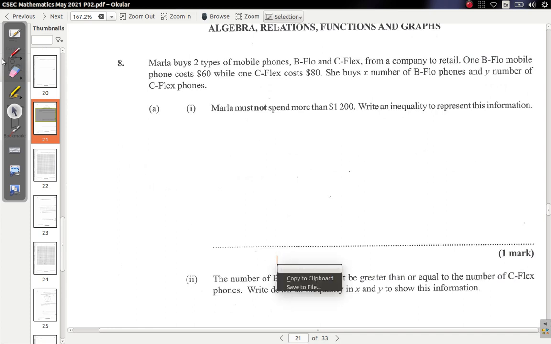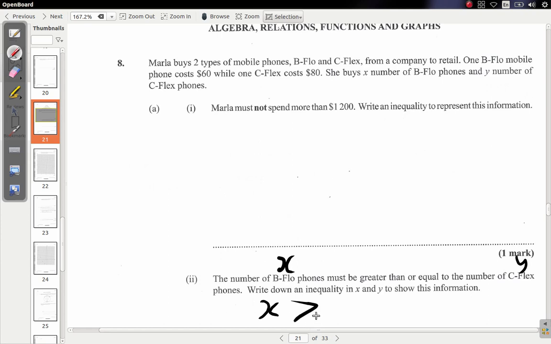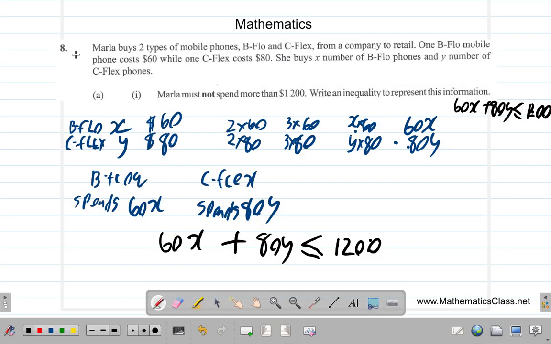The number of C Flex phones is y. The number of B Flow phones, x, must be greater than or equal to the number of C Flex phones, y. That is the inequality: x greater than or equal to y. So these are the two inequalities we work with.